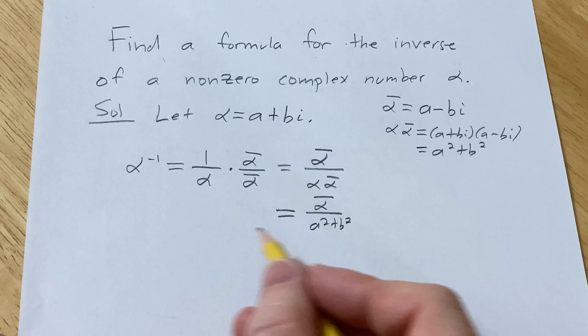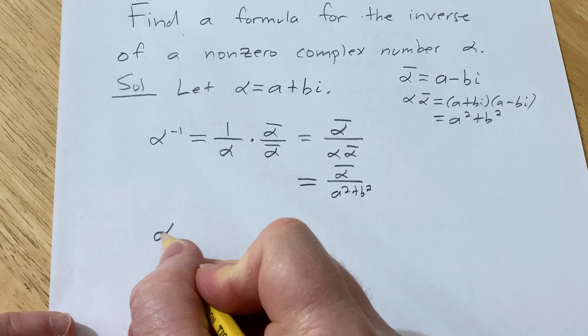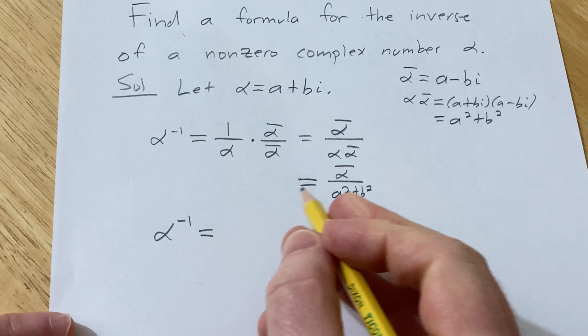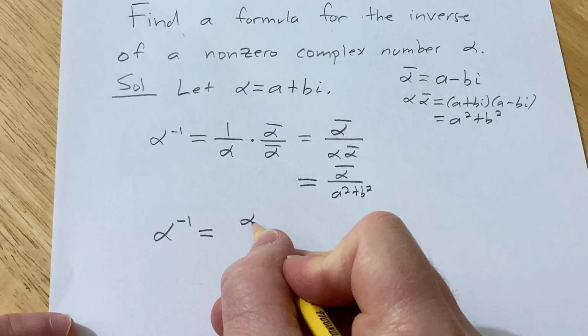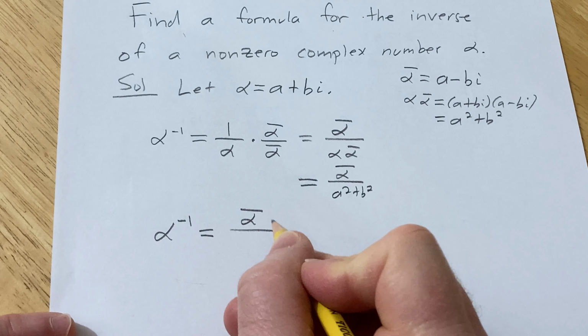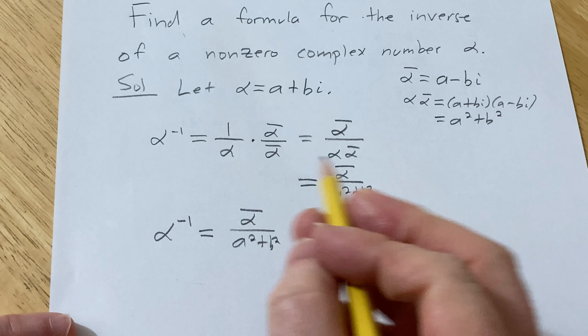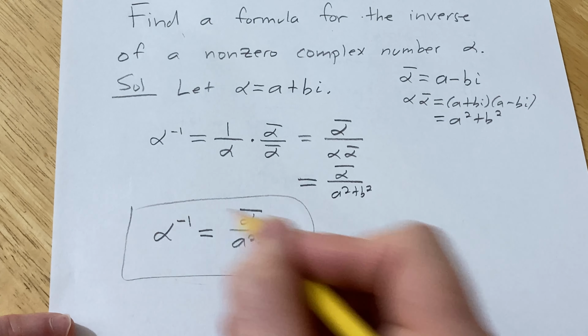So a couple different ways to write this. So one way to write it would be that the inverse of alpha is simply the conjugate of alpha over a squared plus b squared. That's a pretty good way to do it, and I like that way.